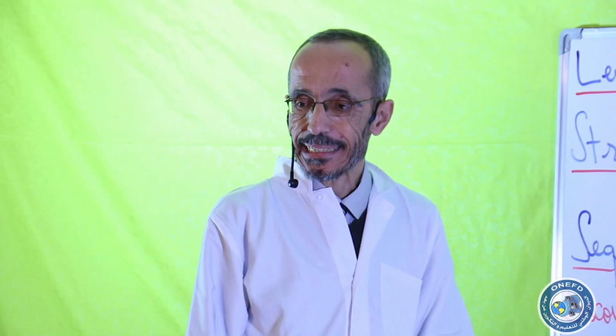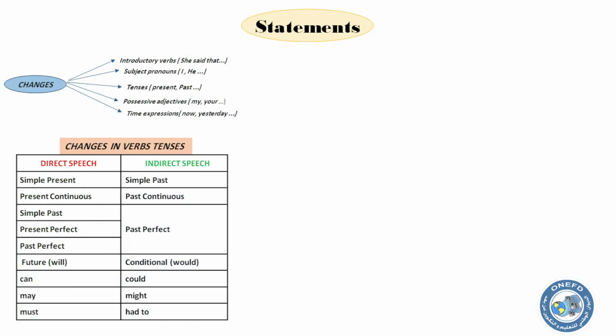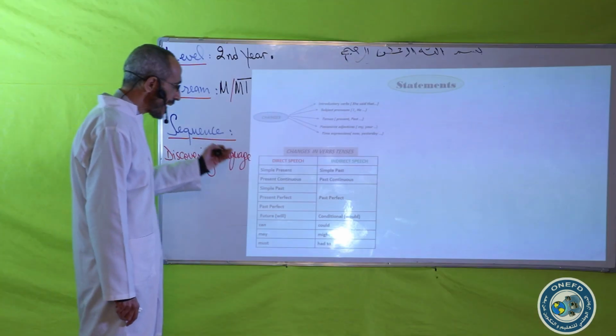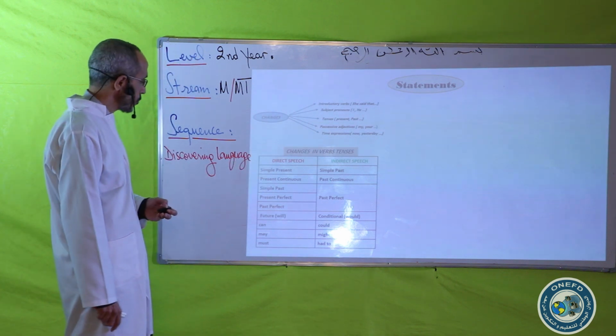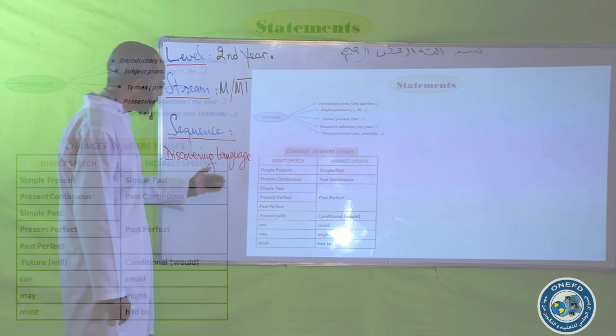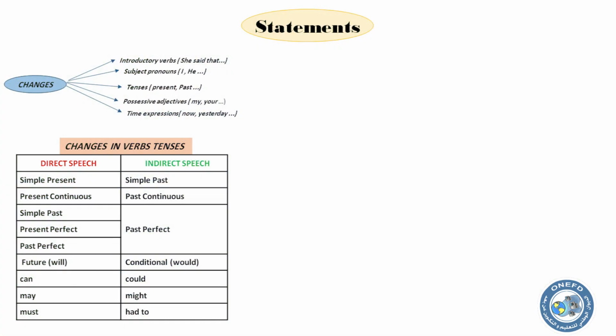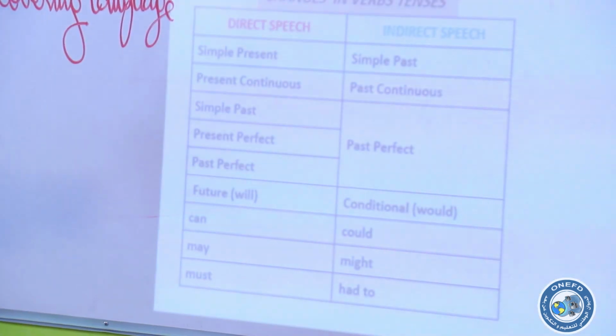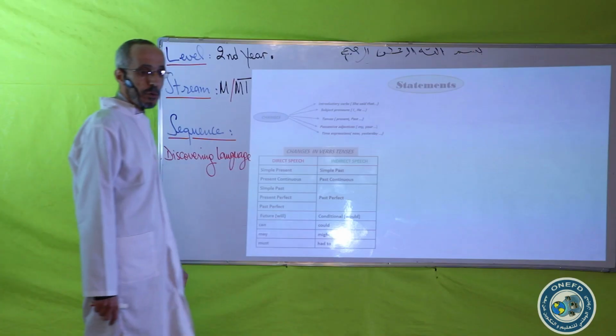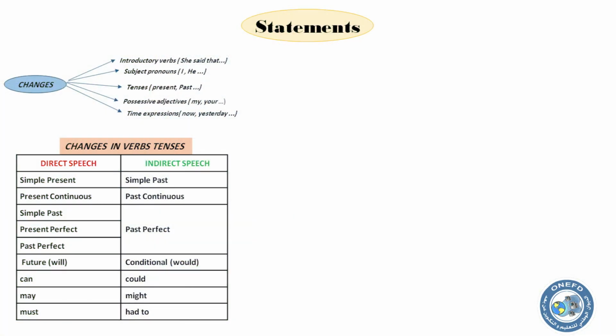What are the changes in verb tenses? The simple present in direct speech changes to simple past in reported speech. The present continuous changes to past continuous. The simple past, the present perfect, and the past perfect, they all change to past perfect. The future with will changes to conditional, which means will changes to would. Can, in direct speech, changes to could, in reported speech. May, in direct speech, changes to might, in reported speech. Must changes to had to.